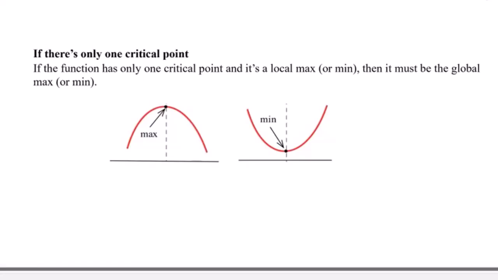If the function has only one critical point and it's a local max or min, then it must be the global max or min as well. Whatever that critical point is, it's either going to be the local minimum or the local maximum, and it's definitely also going to be the global minimum and global maximum.